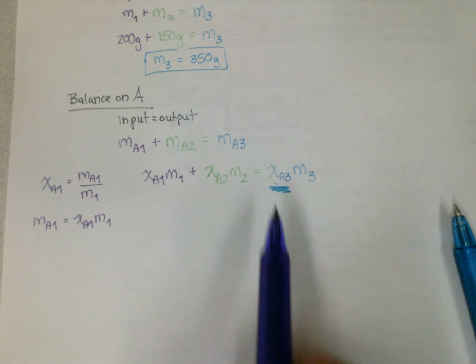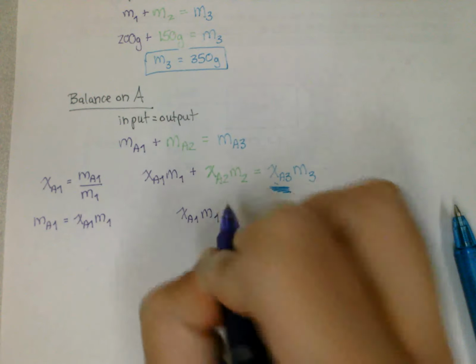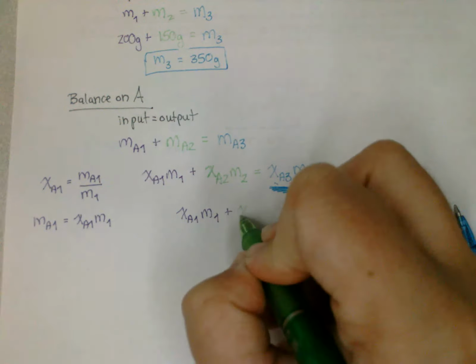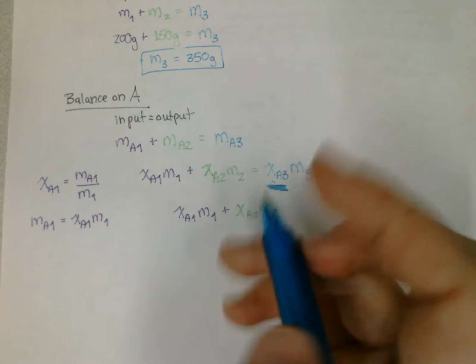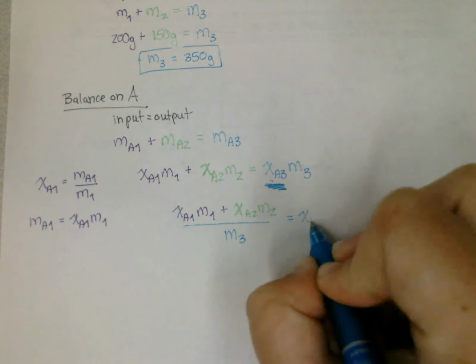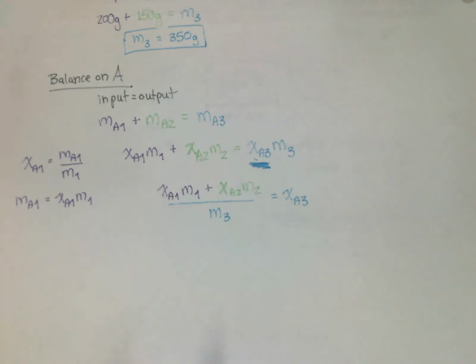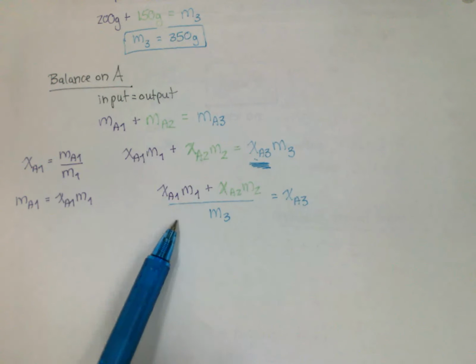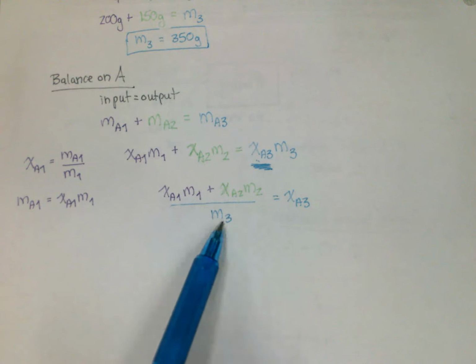If we want to get XA3 by itself, we say XA1 M1 plus XA2 M2, divided by M3, equals XA3. Okay? So all I did from here to here was algebra. I divided everything by M3, and it's everything, not just one term, everything. So what we can do from here is plug in some numbers.